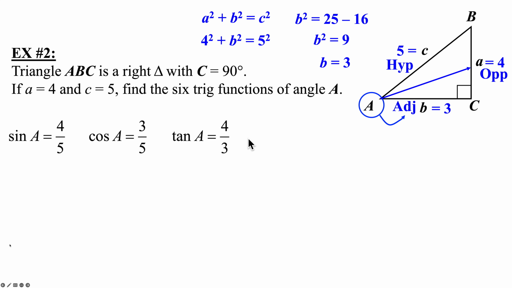Now we'll use our reciprocal identities to find the other 3. The reciprocal of tangent is cotangent, so we just flip the 4/3 to 3/4. Cosine of A is 3/5. Its reciprocal is secant, so we flip the fraction. Secant of A is 5/3. And then cosecant is the reciprocal of sine. We'll flip 4/5 to 5/4. And there are my 6 trig ratios.